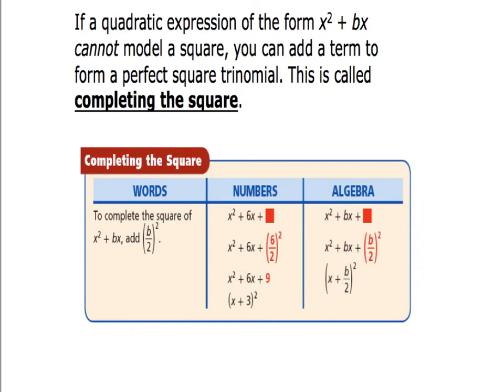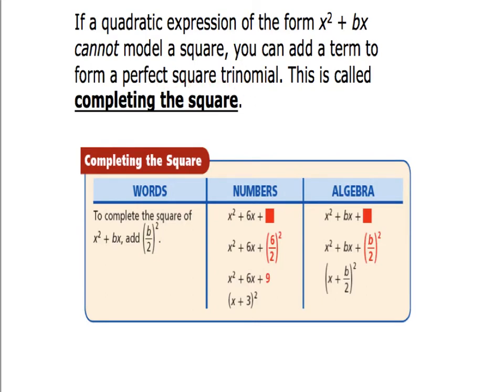Today what we're going to take a look at is what happens when our quadratic equation is not a perfect square. Can we model it to be a perfect square? And the answer to that is yes. I would like you to write down this definition of completing the square. If a quadratic expression of the form x squared plus bx cannot model a square, you can add a term to form a perfect square trinomial. And that's what we're going to do.